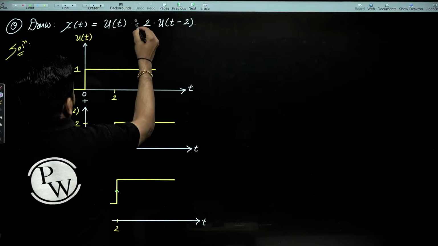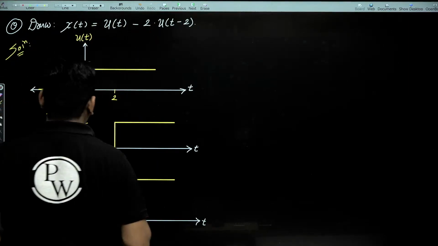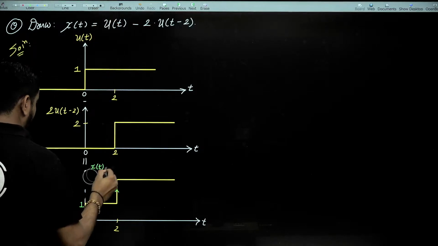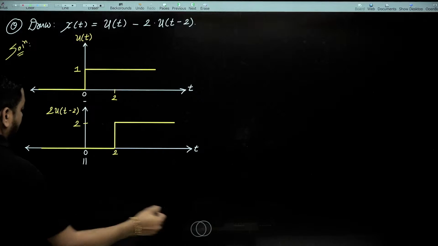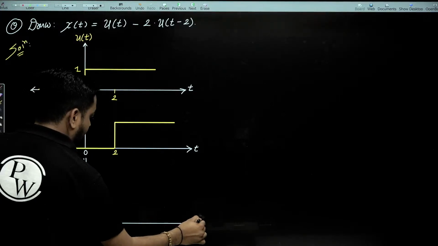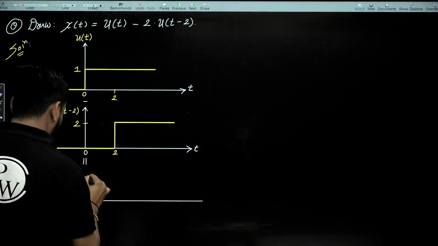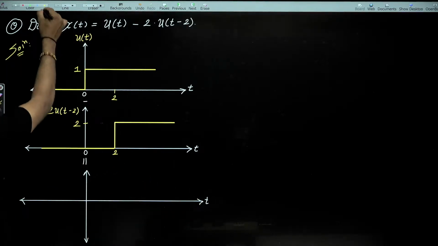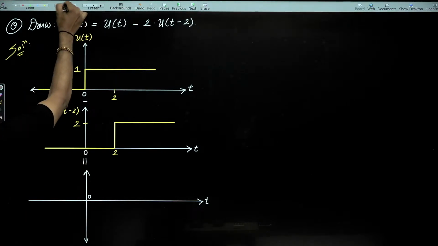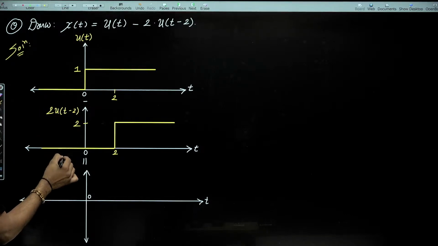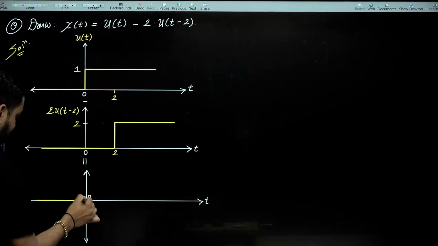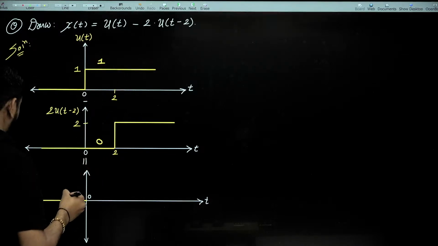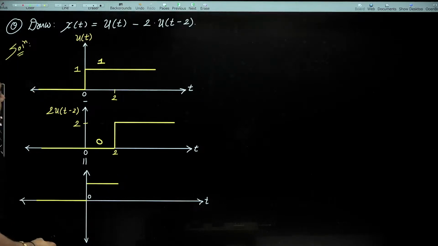Suppose there is a minus sign here. Now see what will be the correct answer for this. So again, t less than 0. Now subtraction, guys. 0 minus 0 is 0, correct? For t less than 0. Between 0 and 2, here the amplitude is 1 and here the amplitude is 0. So 1 minus 0, the amplitude is 1, correct?